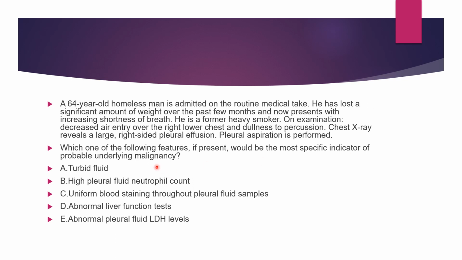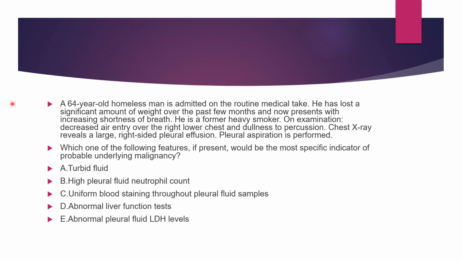The next MCQ is a 64-year-old man who has lost a significant amount of weight over the past few months and now presents with increasing shortness of breath. He is a heavy smoker, with decreased air entry on the lower chest and dullness to percussion. Chest X-ray reveals right-sided pleural effusion. Pleural aspiration is performed. Which of the following features, if present, would be the most specific indicator of probable underlying malignancy?